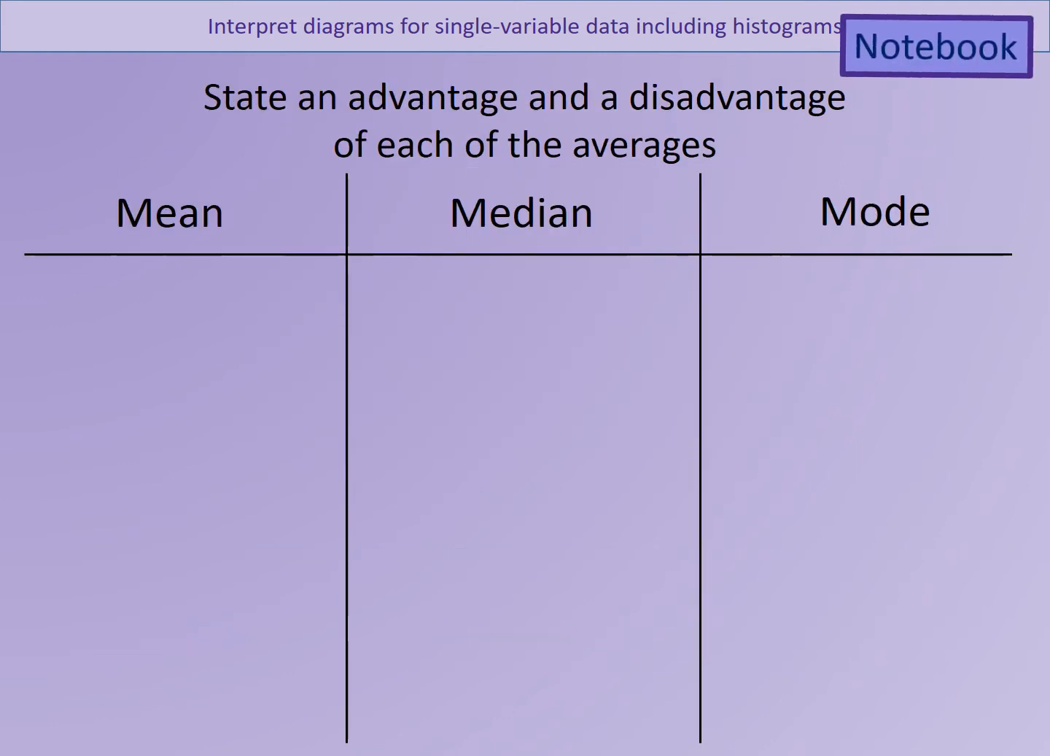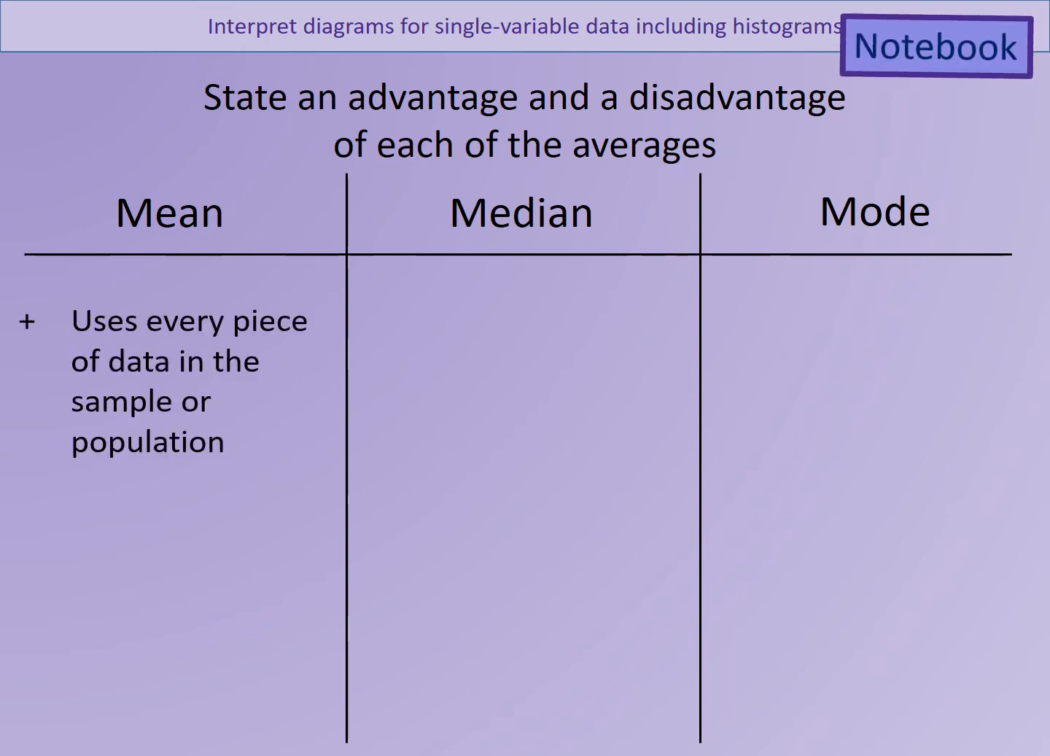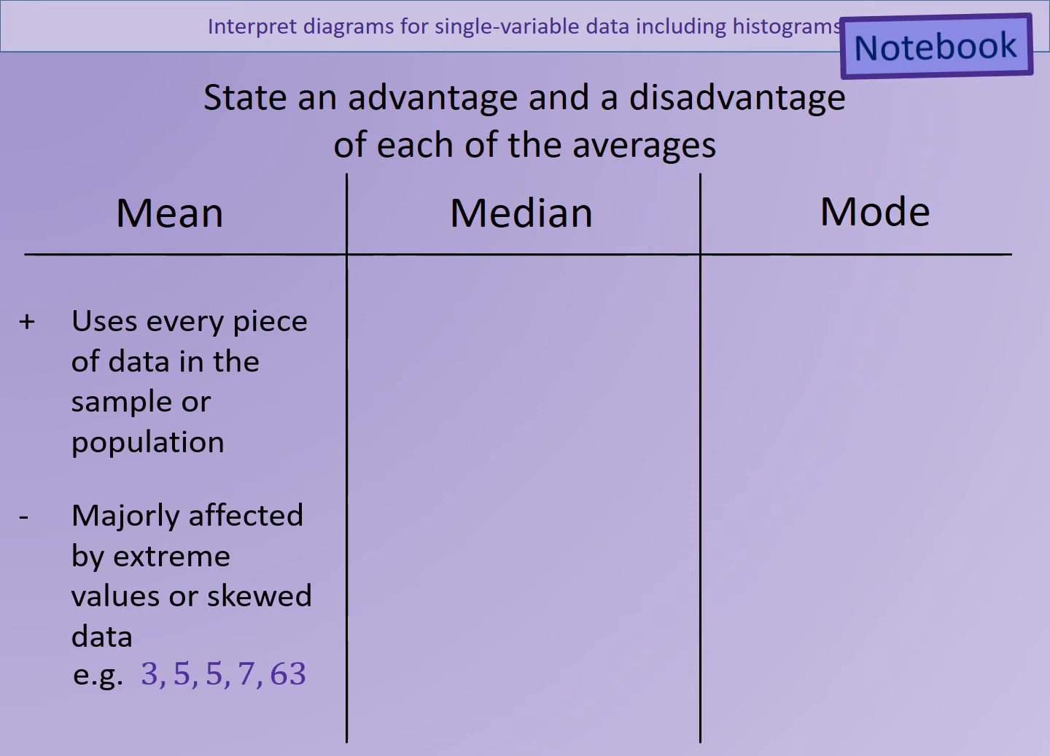So you need to be able to work out when it is good to use the mean, the median, the mode, and when it is not so good, and that depends on the data that you have. There are some advantages and disadvantages for each of these averages when you calculate them. Looking at the mean, an advantage is that the mean will use every single piece of data in the sample or the population, and therefore it's representative. That's a key word of the data that you have.